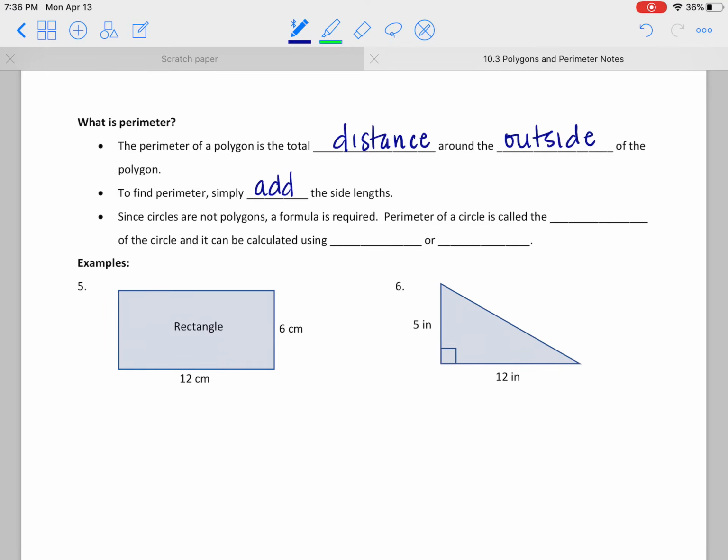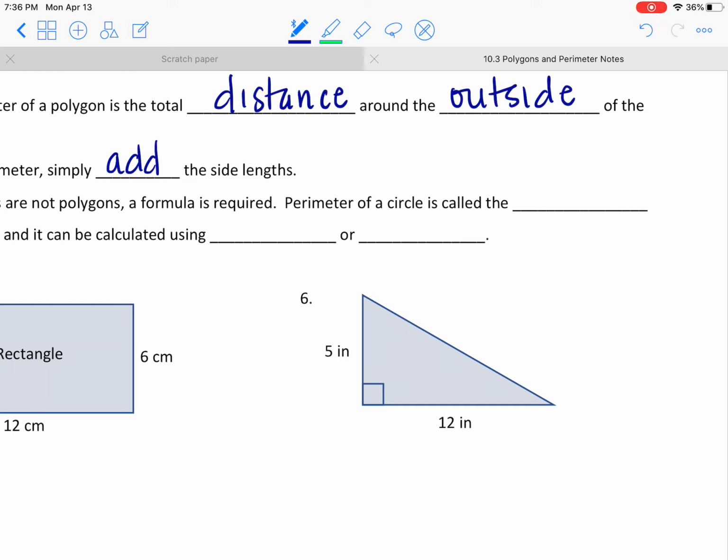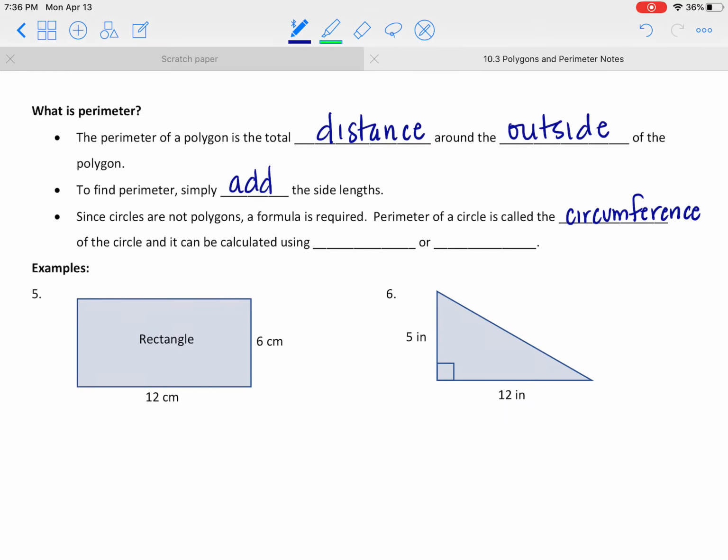Now, circles, remember, are not polygons, but you should still be able to find the perimeter. Since it isn't a polygon and you can't add the sides, you are going to use a formula. The perimeter for a circle has a special name because it's not a polygon. We call it circumference. The circumference of a circle is the same thing as the perimeter, and there are two ways to calculate it depending on if you're given the radius or the diameter of the circle. So circumference, which we're going to call c, can either be found by multiplying pi times the diameter, or by multiplying 2 times pi times the radius.